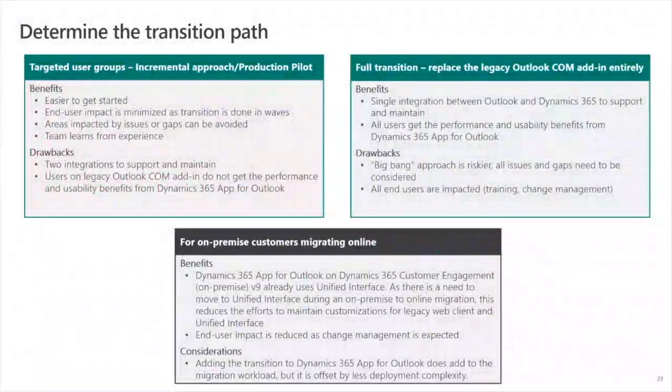Now, in terms of transition, that's where we're going to discuss how to move from being on the COM add-in to the app for Outlook. So you first need to determine a transition path. Either you want to go first with a targeted user group that allows an incremental approach with a production pilot of users. So the benefits are it's easier to get started. The end user impact is minimized as transition is done in waves. And the areas impacted by issues or gaps can be avoided.